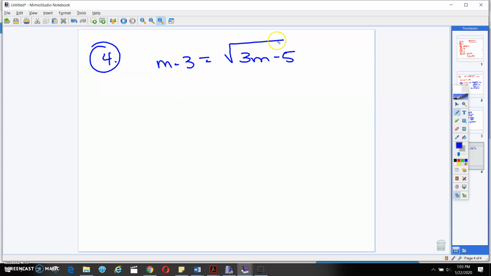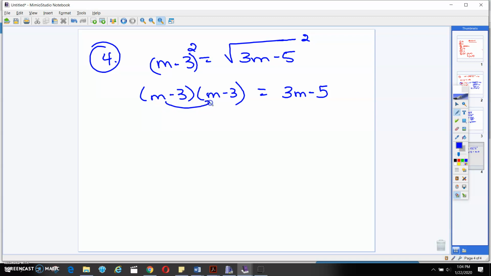So the first thing I would do is isolate my radical, which is already isolated. So I'm going to square both sides. When I square both sides, I'm going to get rid of the radical on the right-hand side. That's going to give me 3m minus 5. On the left-hand side, this is going to be m minus 3 times m minus 3. And then I'm going to distribute that, right? So m times m is m squared. m times -3 is going to be -3m. -3 times m is going to be -3m. -3 times -3 is going to give me 9.